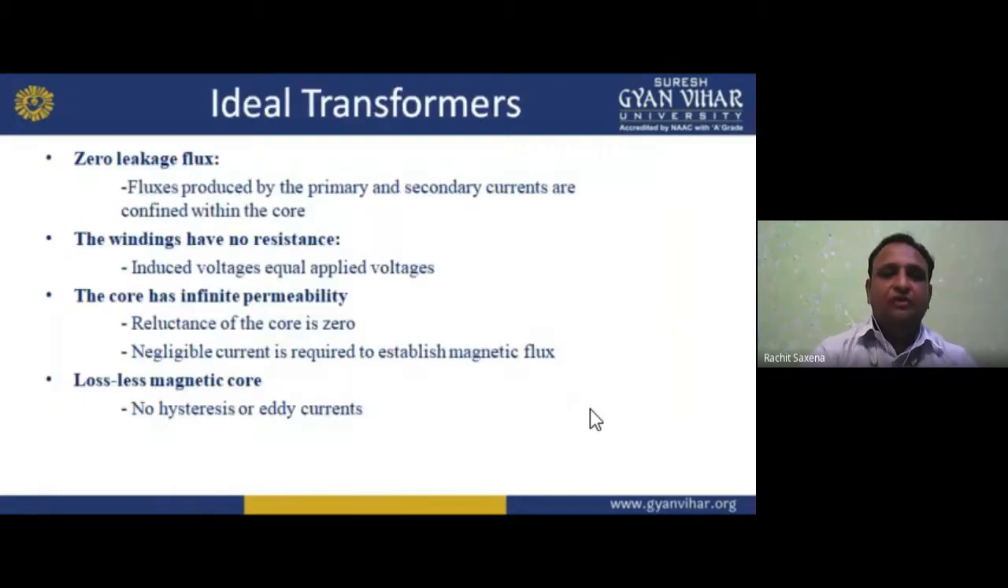Now moving forward, the ideal transformer. One thing, my dear students: if I'm talking about the ideal, the ideal condition is always different from the practical conditions. Because if I'm dreaming for something, dreaming means I am thinking something.